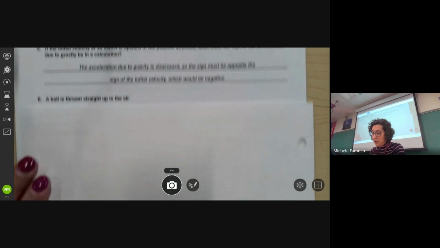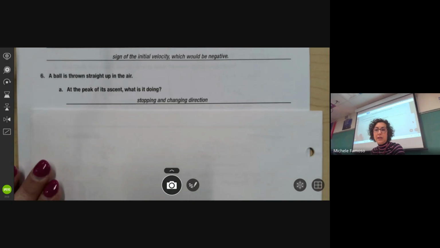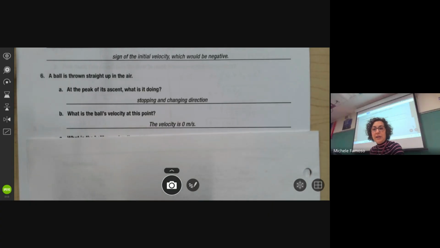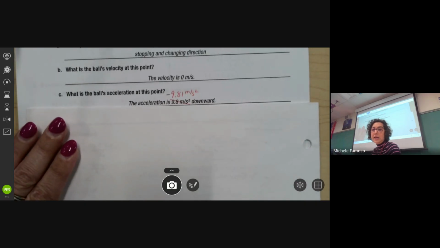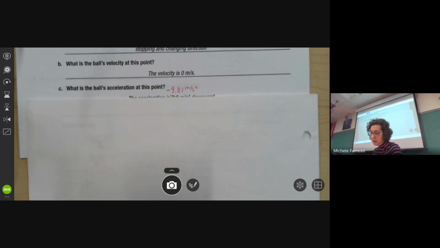Number 6, a ball is thrown straight up in the air. At the peak of its ascent, what is it doing? It is stopping and changing direction of motion. Part B, what is the ball's velocity there? It is 0 meters per second. Part C, what is the ball's acceleration there? It is negative 9.81 meter per second squared.